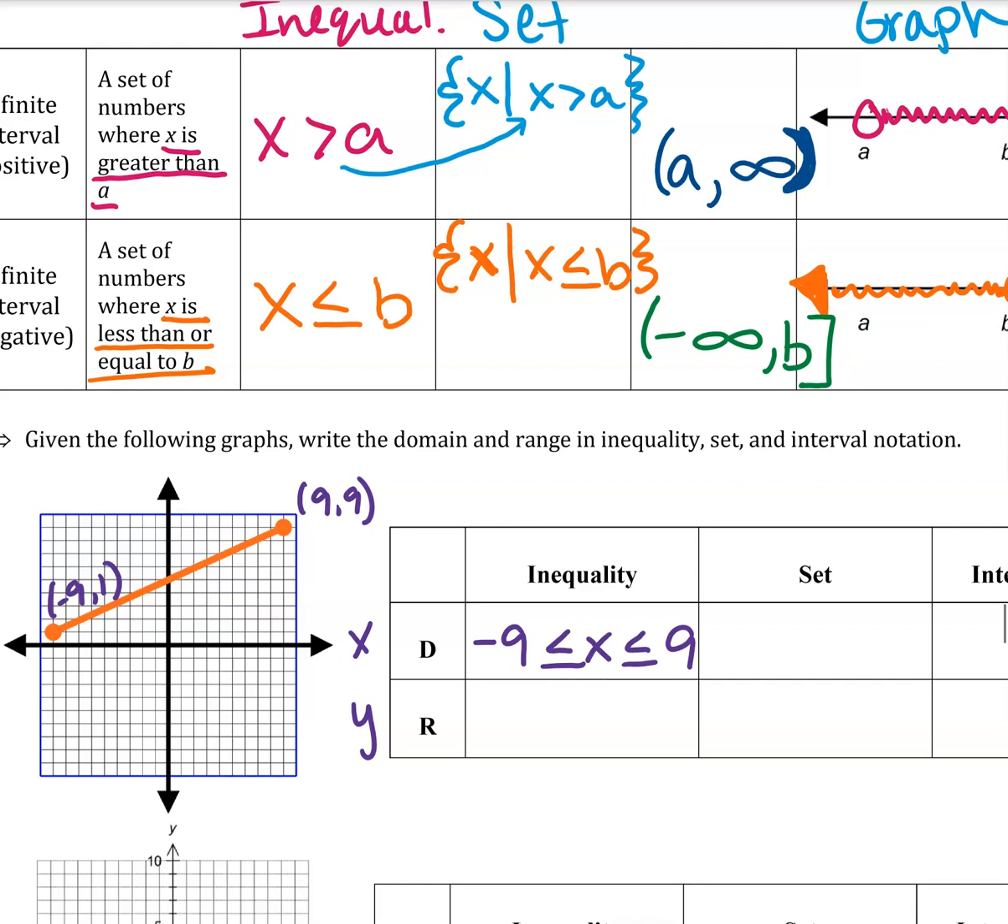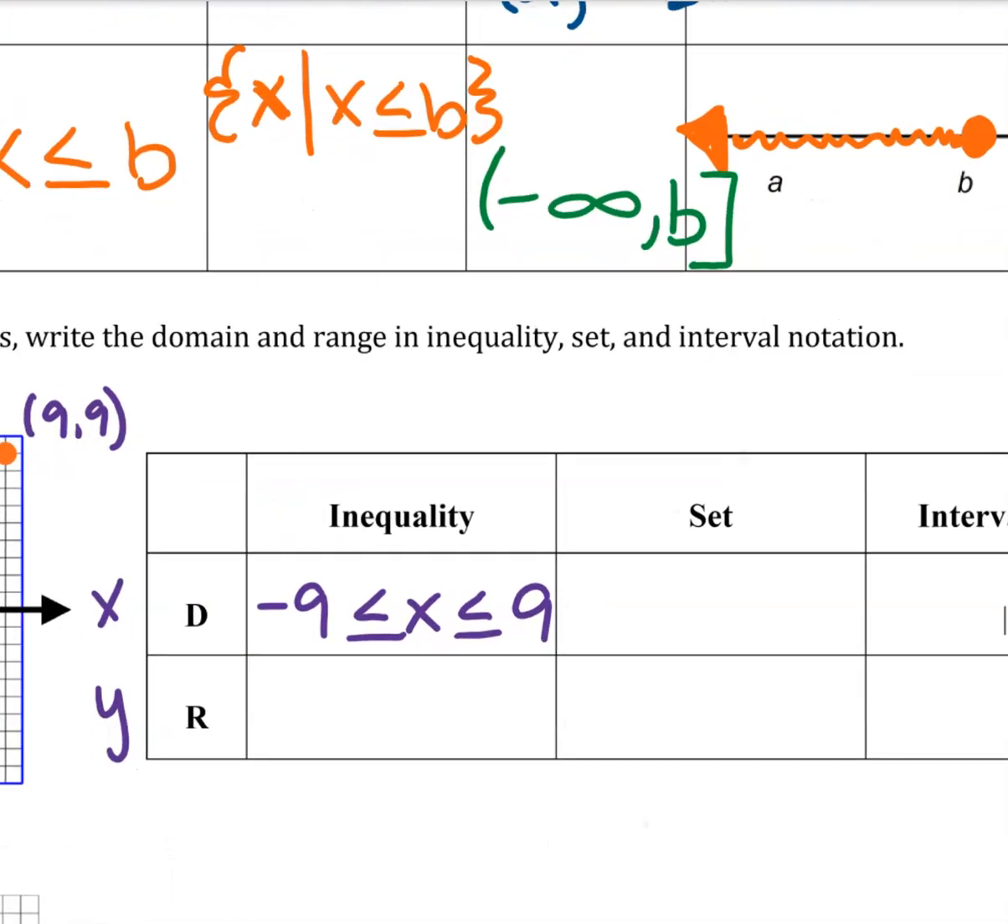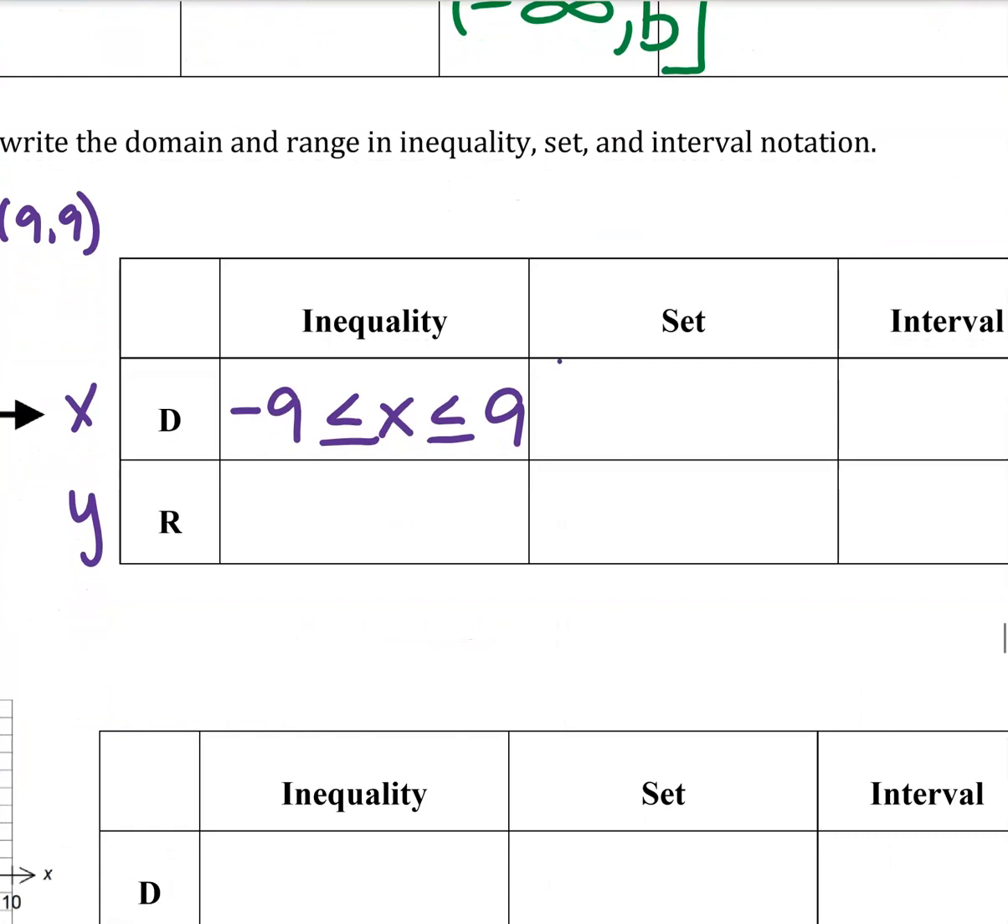You can just roll right into the set from there because you have the inequality. So you can start with the set of x such that, and then put your inequality in there. -9 less than or equal to x less than or equal to 9. Okay, again, we don't use set a whole lot, but it's good to know. And then your interval, remember your interval is smallest to biggest. So -9 to 9.